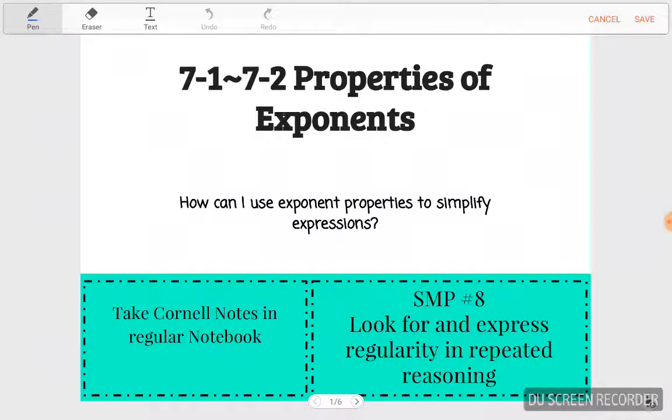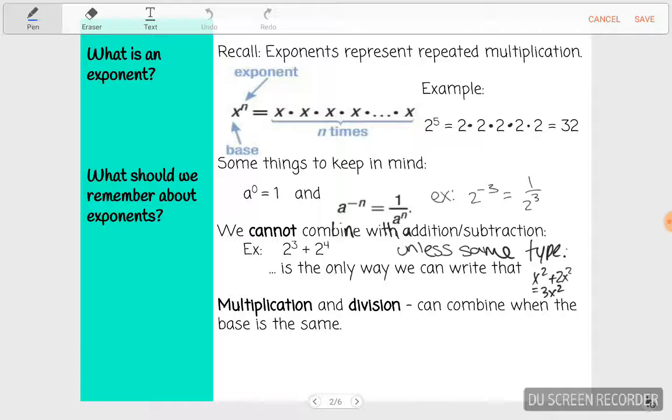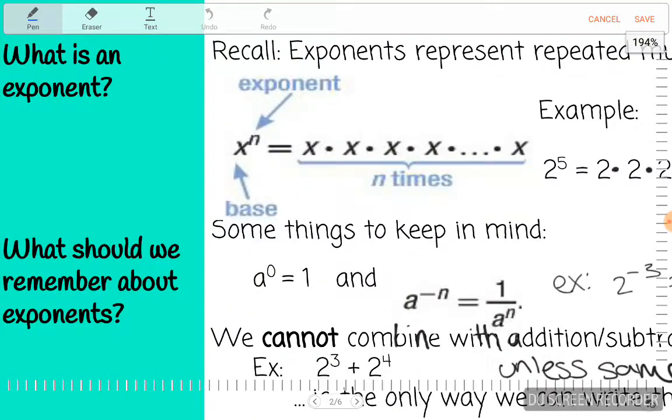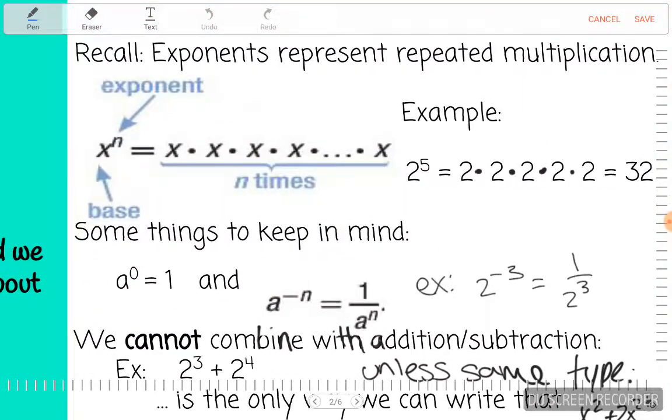Alright, so today's lesson we started in class is covering 7.1 and 7.2, talking about different properties of exponents and how we can use those properties to simplify expressions. Okay, so first off, what is an exponent? Remember that exponents represent repeated multiplication.